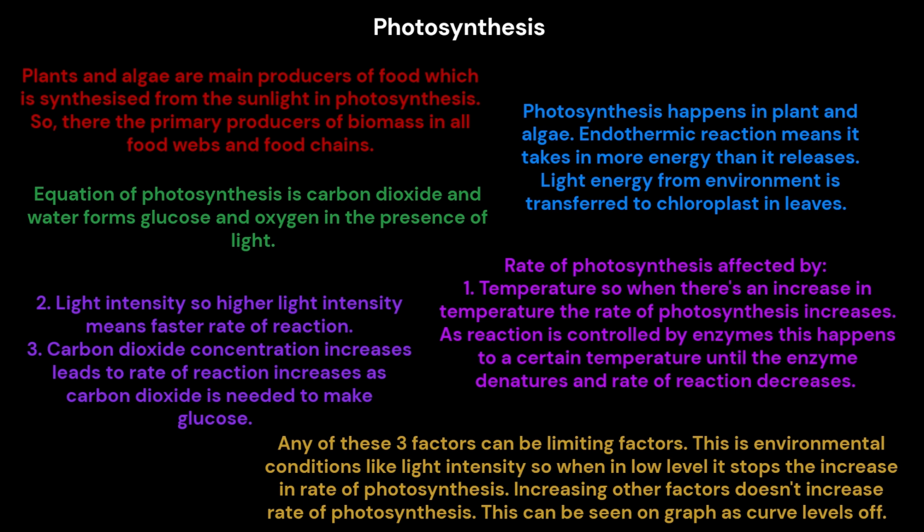3. Carbon dioxide concentration. As carbon dioxide concentration increases, the rate of reaction increases, as carbon dioxide is needed to make glucose. Any of these three factors can be limiting factors. These are environmental conditions like light intensity, so when it is at a low level, it stops the increase in rate of photosynthesis. Increasing other factors doesn't increase the rate of photosynthesis. This can be seen on a graph as the curve levels off.